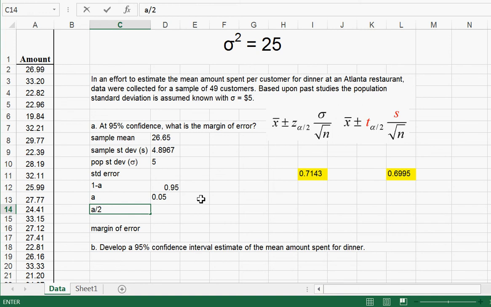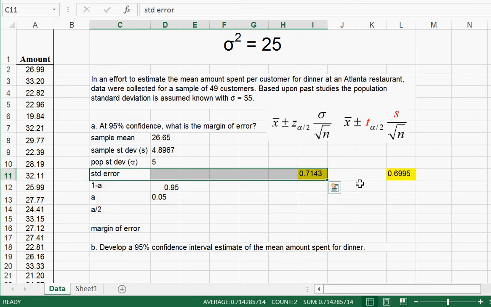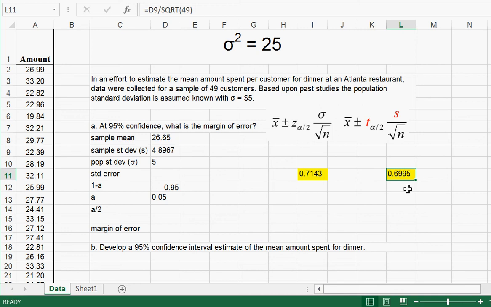Show me the formula for the second. Here we're using sigma over square root of n, right? But if we don't know sigma, what do we have to use? An estimate of it, s. So the standard error is this for the sigma known case, and that for the sigma unknown case, where you have to use the sample standard deviation.